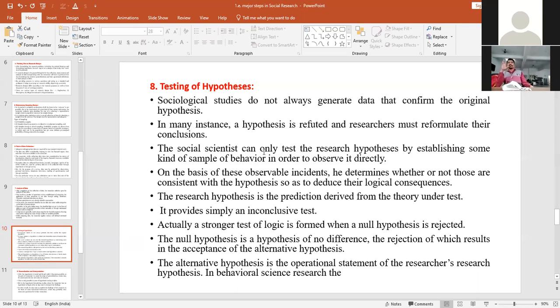So the null hypothesis is a hypothesis of no difference, the rejection of which results in the acceptance of the alternative hypothesis. But what is the alternative hypothesis? The alternative hypothesis is the operational statement of the researcher's hypothesis in behavioral science, and it can be rejected sometimes, or it can be accepted. So this is about the testing of hypothesis.